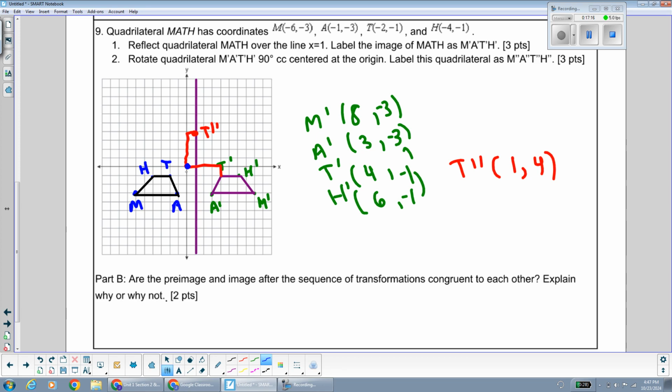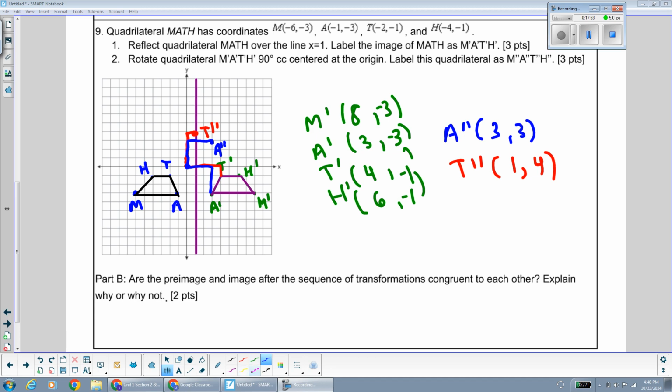Use blue this time. From the center to my point: 1, 2, 3, 1, 2, 3. There we go. A double prime. 1, 2, 3, 1, 2, 3. And that's the point 3, 3. Notice the same numbers, different signs, but same numbers.